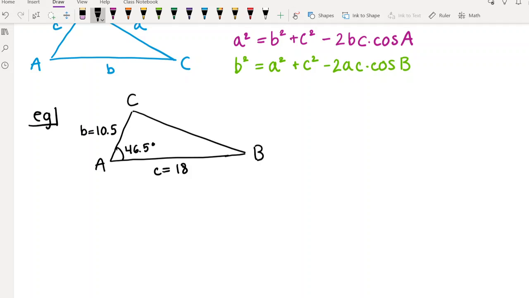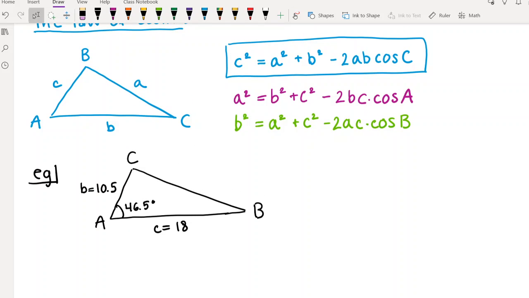So if you wanted to use the law of cosines in this situation, think about what information we know here. We know angle A, we know side B, and we know side C. So if we use this second format we wrote down, that will be helpful for us because it will allow us to find side length A, right? We'll be able to fill in B and C, and we know angle A, so we'll be left with just one thing.